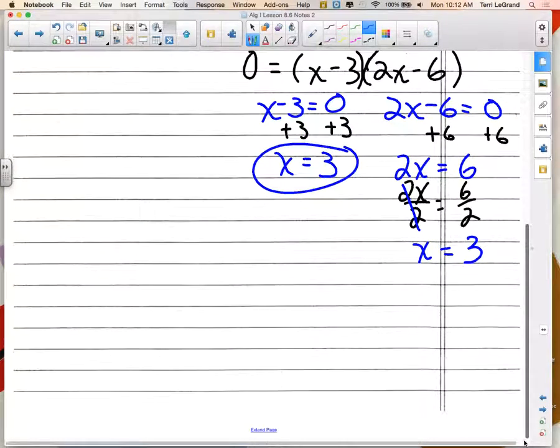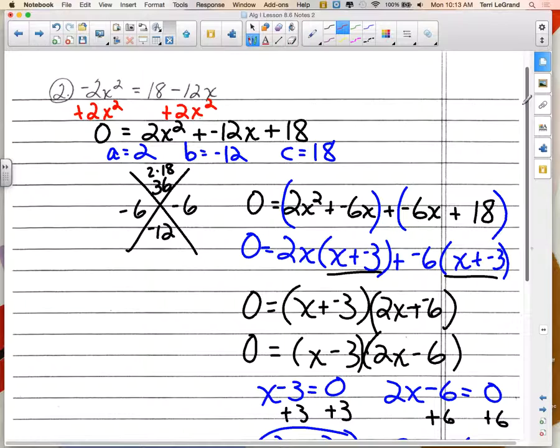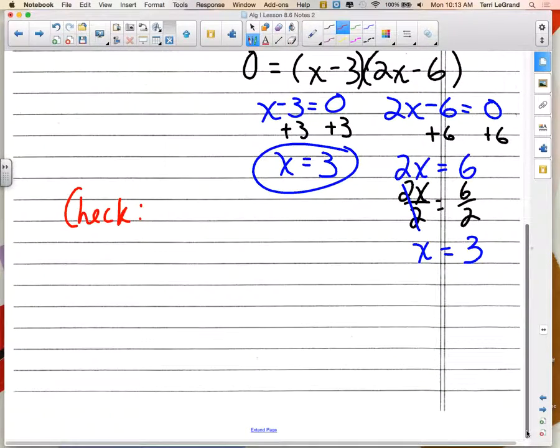Now, I want you to go do a check problem. Check. Because this is what you're going to do on your homework. And where are we going to check it? In the original equation before we rearranged it and got it set equal to 0. So we are going to check it in our negative 2x squared equals 18 minus 12x form. Substitute it in both places where the x is. Show the work. You don't just say, oh, this equals this in the end. Show how it gets there. Prove that it really does get there. Don't pretend that it is getting there.